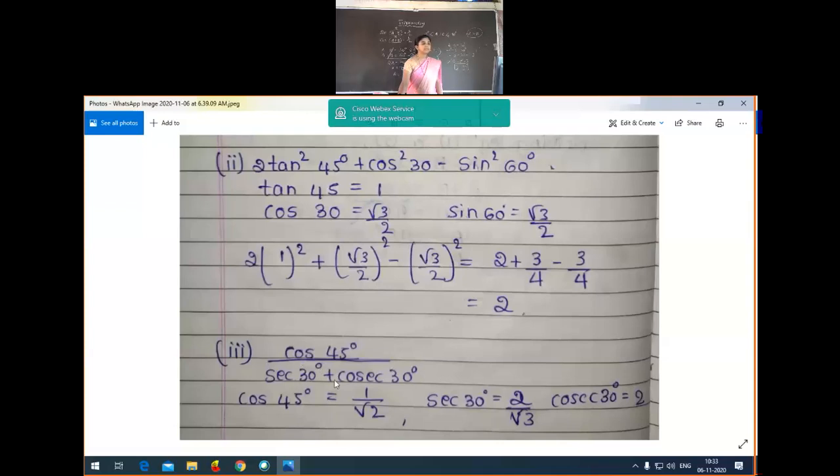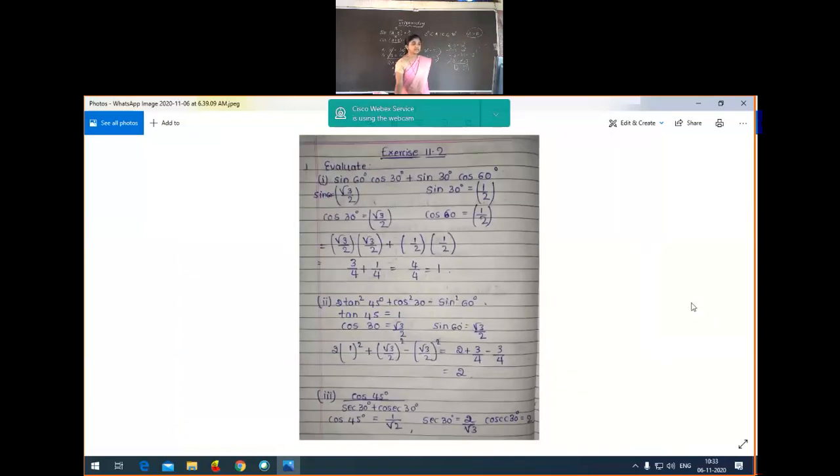secant 30 degree plus cosecant 30 degree. So we have to evaluate the value of this expression, that is cos 45 degree divided by secant 30 degree plus cosecant 30 degree. So first cos 45 degree is 1 by root 2, secant 30 is 2 by root 3 and cosecant 30 degree is 2. Now these are the values we have to substitute in this expression. Now let us see after this substitution what we'll get actually.